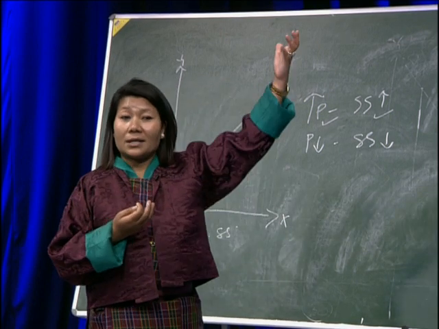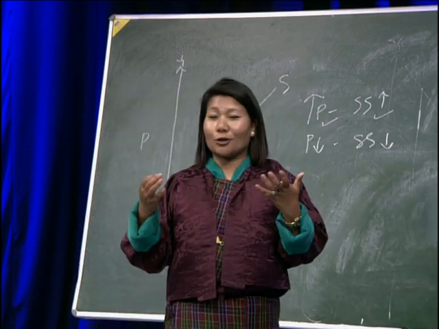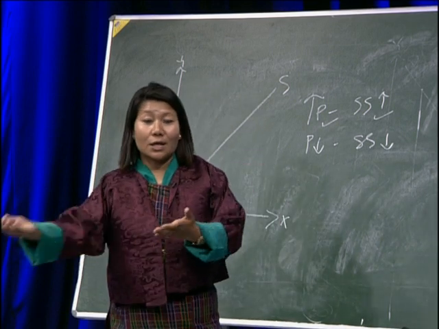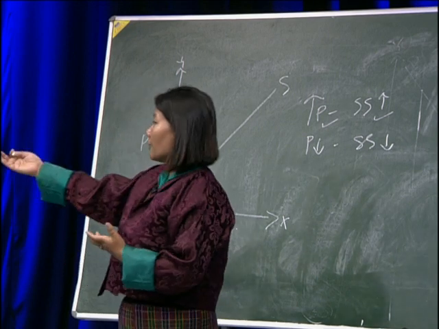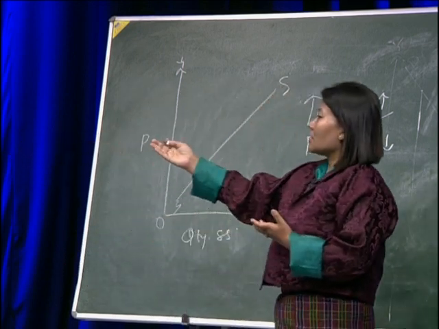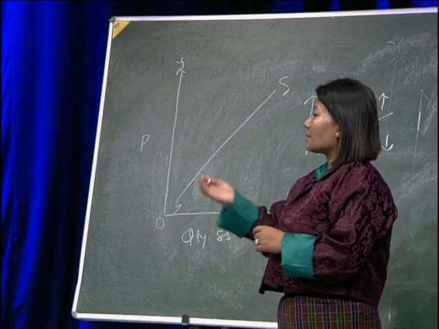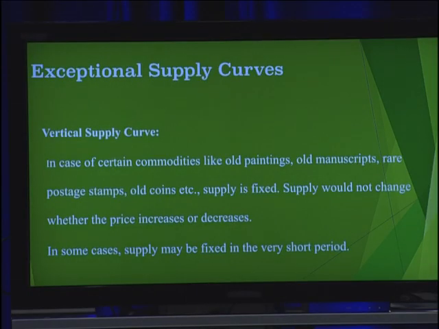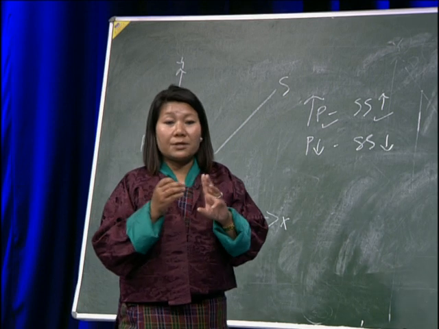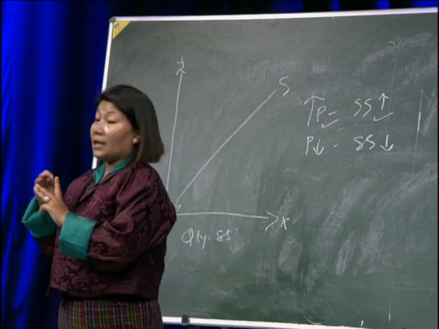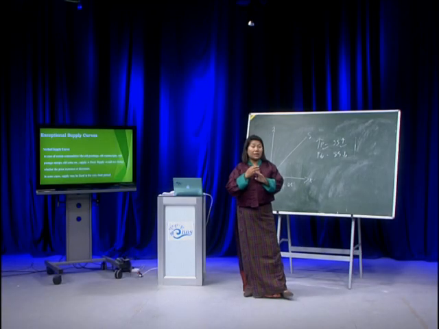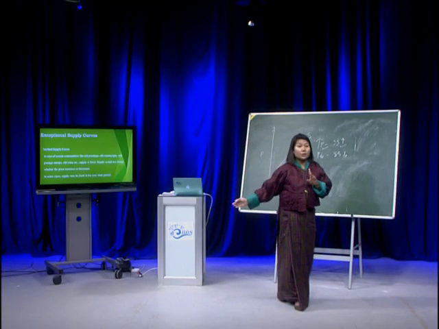You cannot go back to the 17th century and manufacture more tankas, because in this 21st century you are fetching more price for them. You can't do this. So supply is fixed. Supply would not change whether price increases or decreases. In some cases, supply may be fixed in the very short period of time. However, you also need to understand the three periods in supply: the market period, the short period, and the long period. My emphasis right now is on the last line.